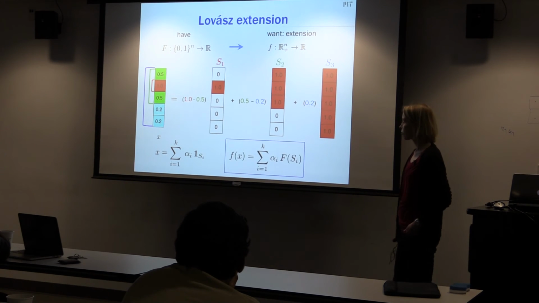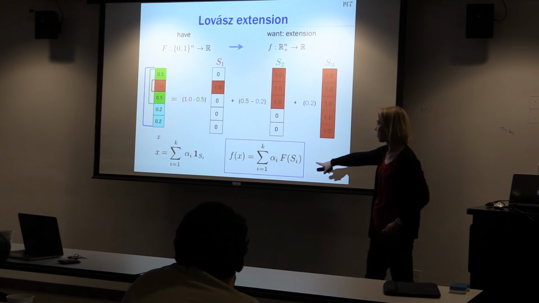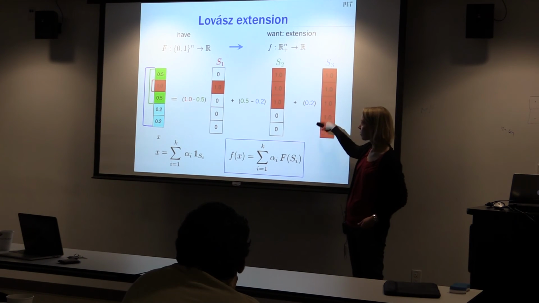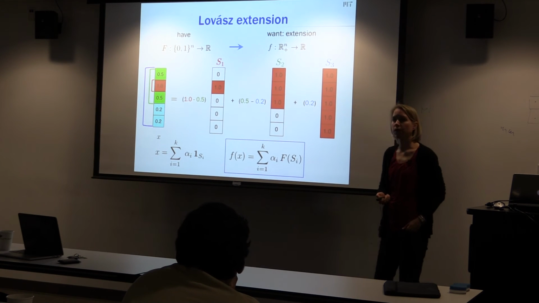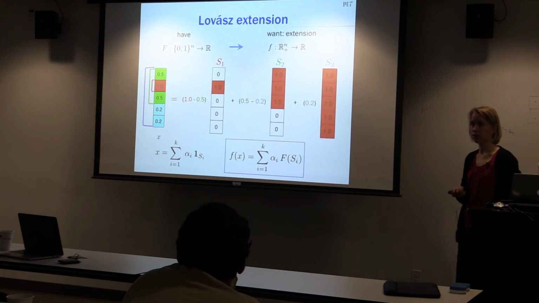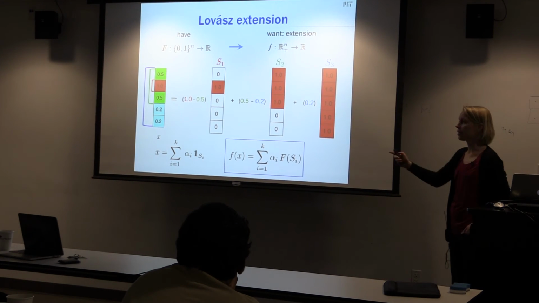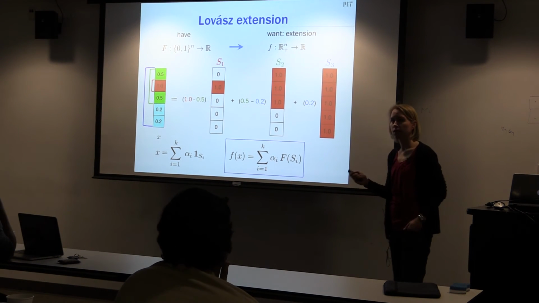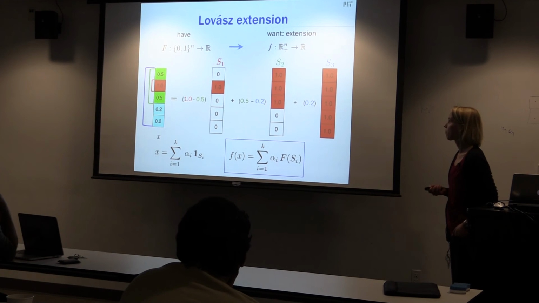I evaluate my function at these binary vectors. I know how to do this. This is easy to get, it's just a sorting. This thing also is easy to get. And that's it. So this is my extension. And in fact, I can do this for any set function. So far, I've not used any kind of submodularity here. This is just an arbitrary definition.